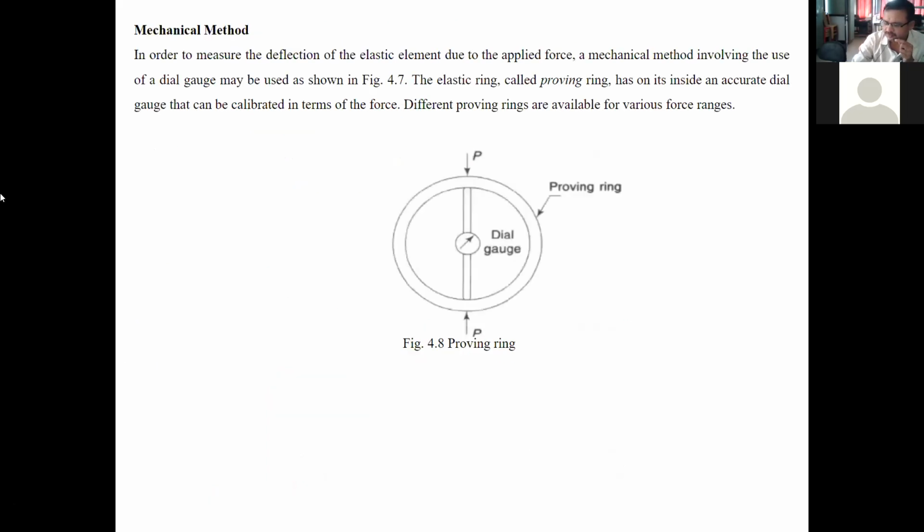Next is the mechanical method. This is the proving ring. See that when force P is applied on both sides, it will deflect and this dial gauge will indicate the force. In order to measure the deflection of the elastic element due to the applied force, a mechanical method involving the use of a dial gauge may be used as shown in figure 4.8. The elastic ring called proving ring has on its inside an accurate dial gauge that can be calibrated in terms of the force. Different proving rings are available for various force ranges.